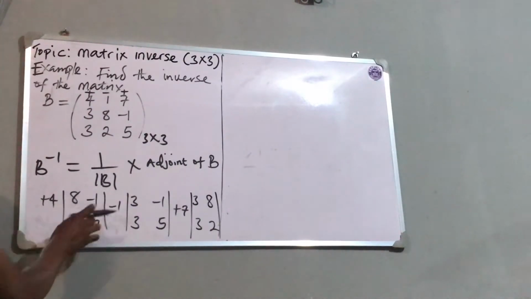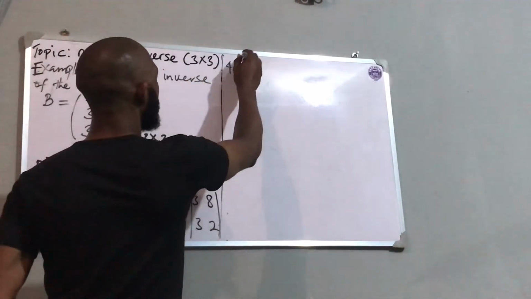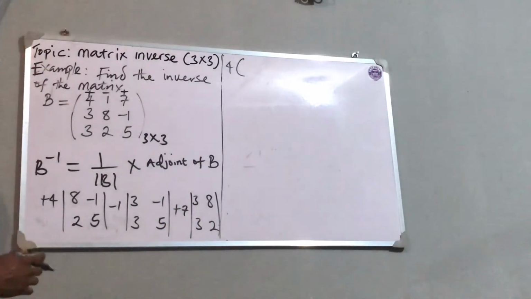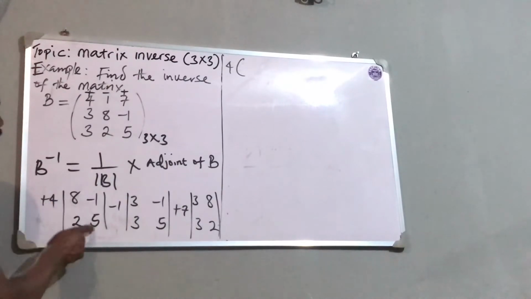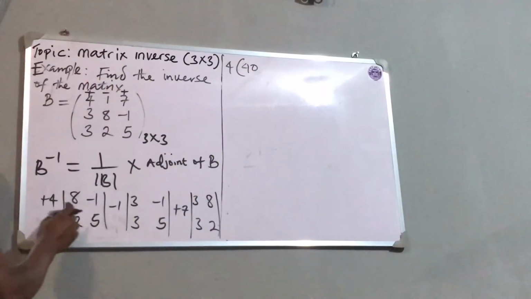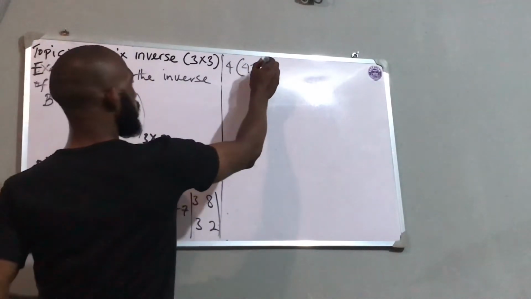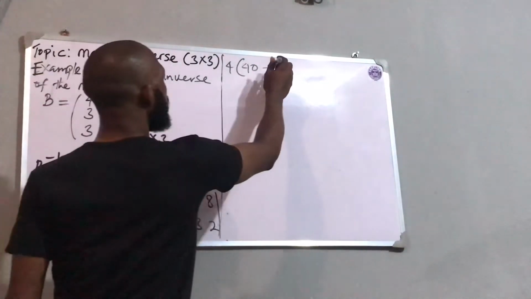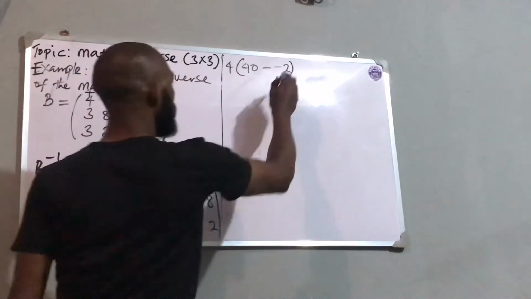So what do we have here? For us to find the 2 by 2 determinant, we need to multiply the leading diagonals and subtract the opposite diagonals. So what I'm saying is, these are the leading diagonals, 8 and 5. So 8 times 5 will give us 40, minus the opposite diagonal, which is minus 1 times 2. And that will give us minus 2.